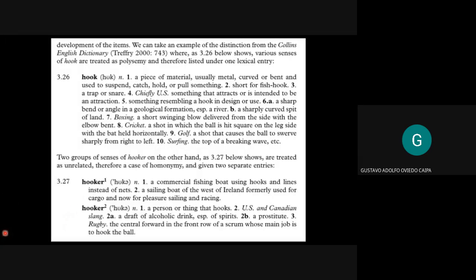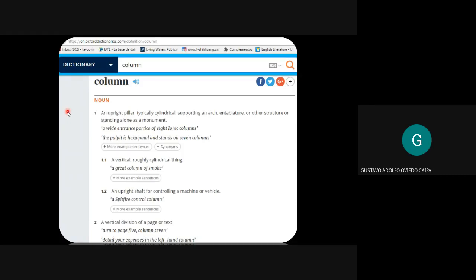All right. Other examples, let me show you, of polysemy. For example, the word column. The word column, we can say an upright pillar, typically cylindrical, supporting an arch, entablature, or other structure, or standing alone as a monument. So as you can see, a pillar. But there is another sense, a vertical, roughly cylindrical thing. So that's another sense of column. This one, an upright shaft for controlling a machine or a vehicle. These ones are very much related. So there is one sense, and inside this sense, there are other senses that are very much related.